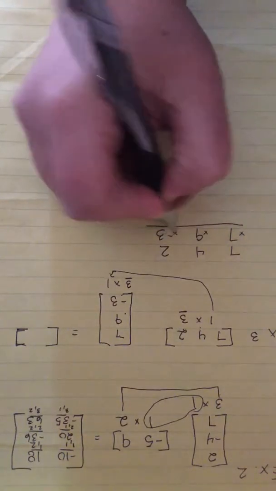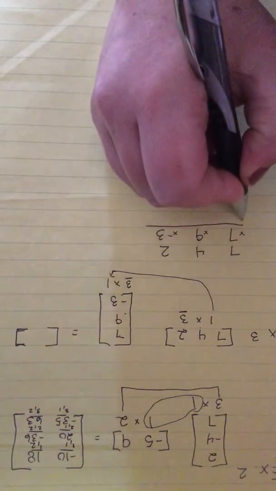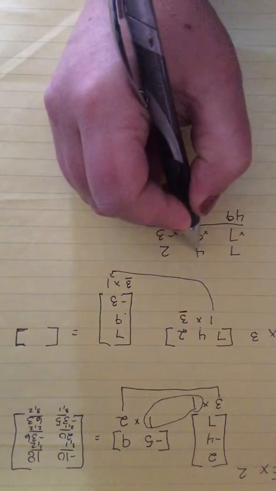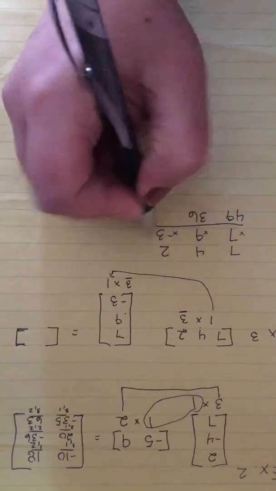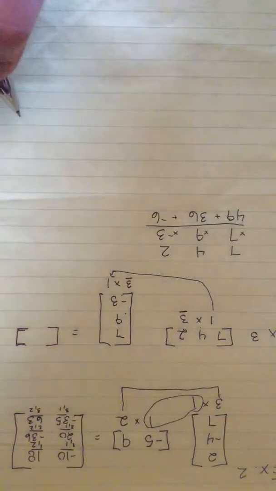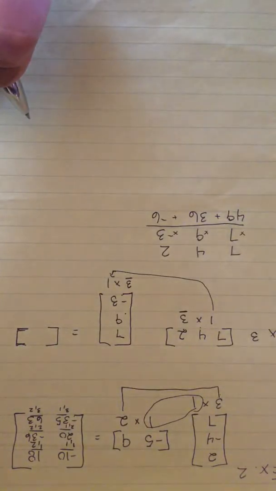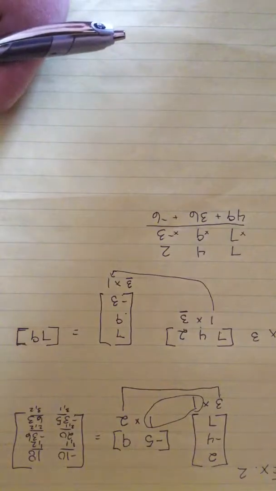And I'm going to multiply them, and then I'm going to add their products, just like we did in the first one. So 7 times 7 is 49. 4 times 9 is 36. 2 times negative 3 is negative 6. And I need to add all those together. And I think that should be 79. Check my math, make sure. But I think that should be 79.